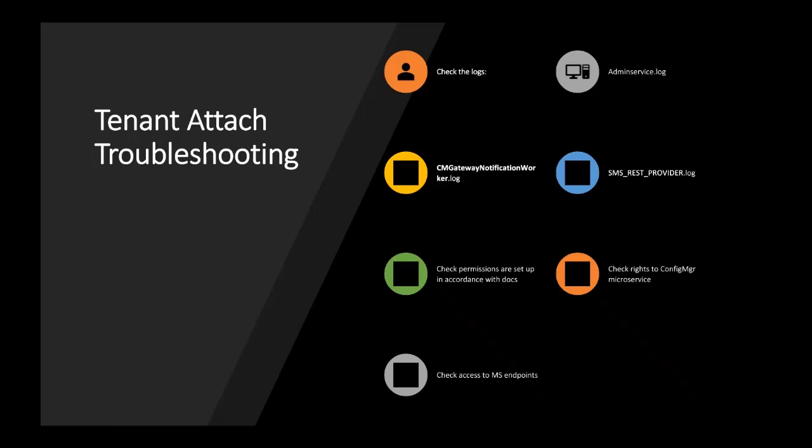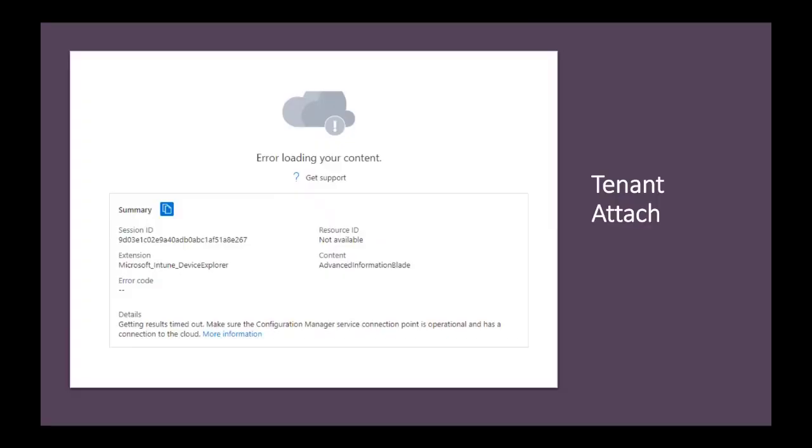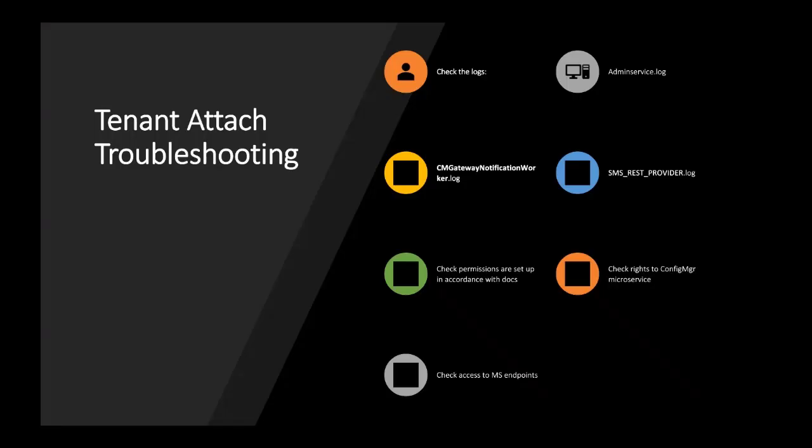What if it's not working properly? Well, you can get errors like this. I had this 40 minutes before the presentation, so it was, okay, what's not working? On this particular one, we're getting a timeout. So effectively, we can't talk from the Endpoint Manager admin center back down to ConfigMgr. Something's not right there, and we get the error about the service connection point. So that admin service log file and the CM gateway notification worker log, those first 2 mentioned there, they're the ones to check for that kind of error.